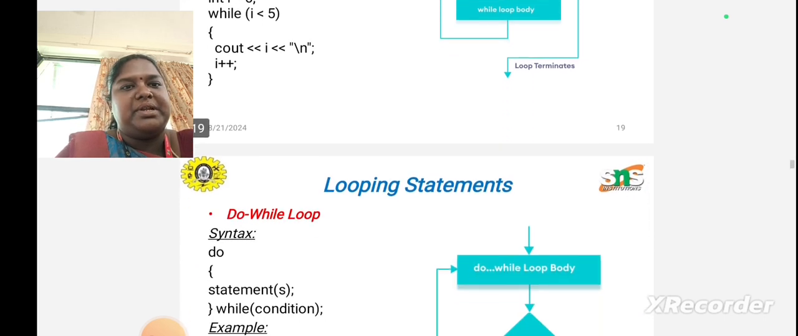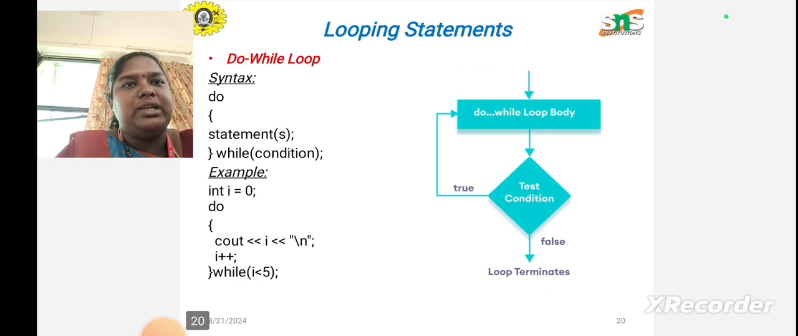This is a looping statement, and then among looping statements we have do while. In a do while, they enter into the statements, and after that the condition is checked. If you enter the do while loop body, and then the test condition is checked. If true, it goes again to the do while loop. If false, the loop is terminated. Here is an example: int i equal to 0.